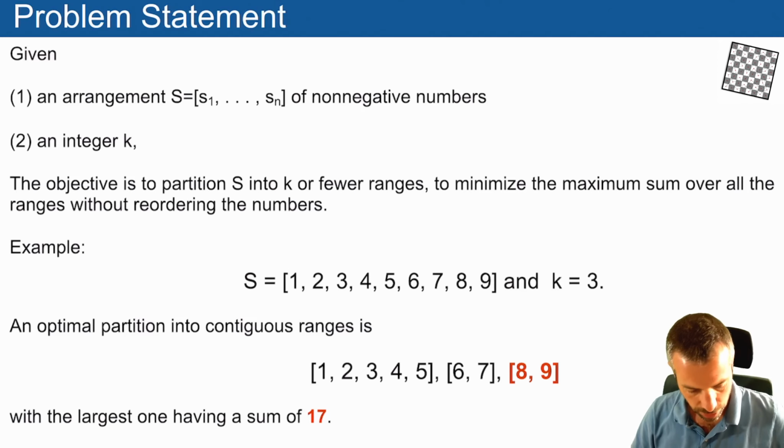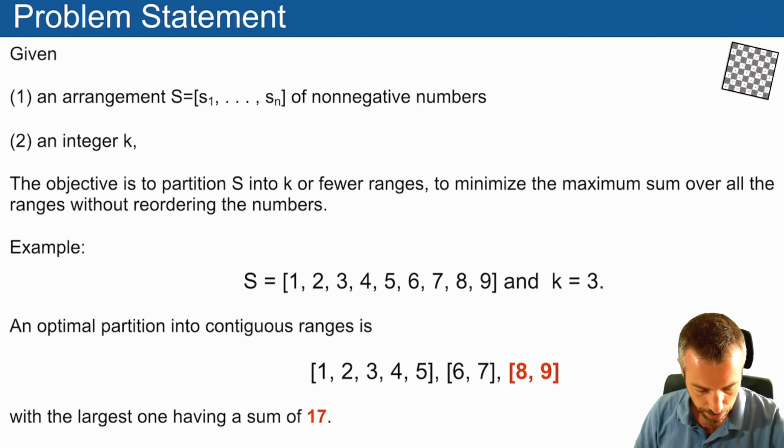So you are given a sequence of numbers denoted S1 until Sn, and these numbers are non-negative numbers. And then you are also given k, which is a positive integer. And the goal here will be to split the sequence into k subsequences so that the maximum sum of consecutive elements in any of the subsequences is minimized.